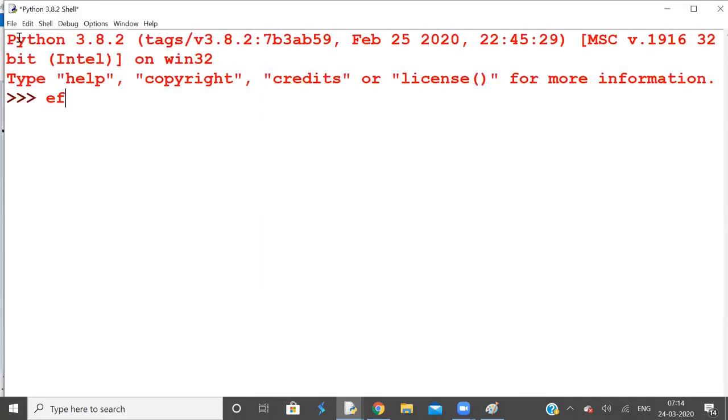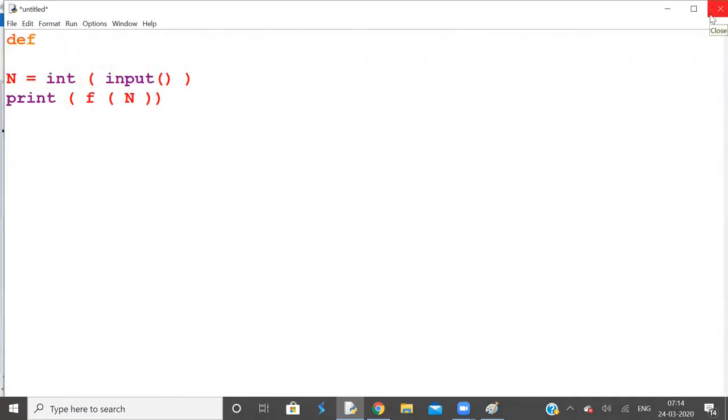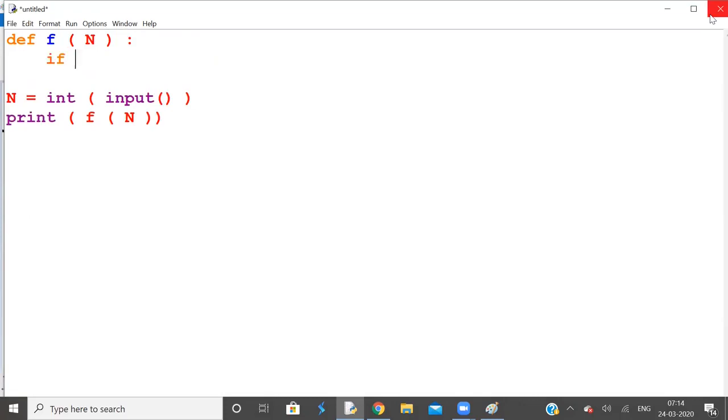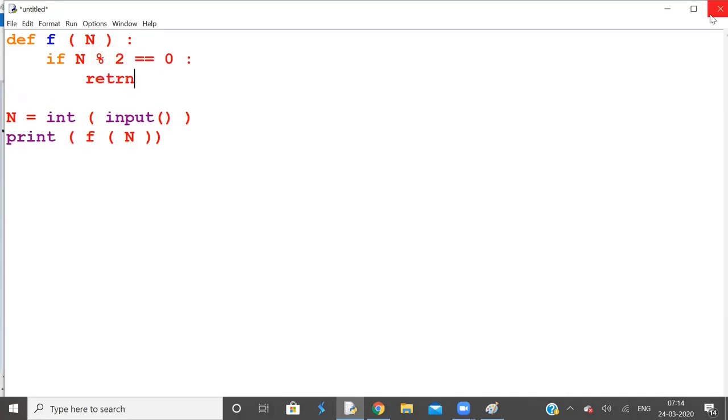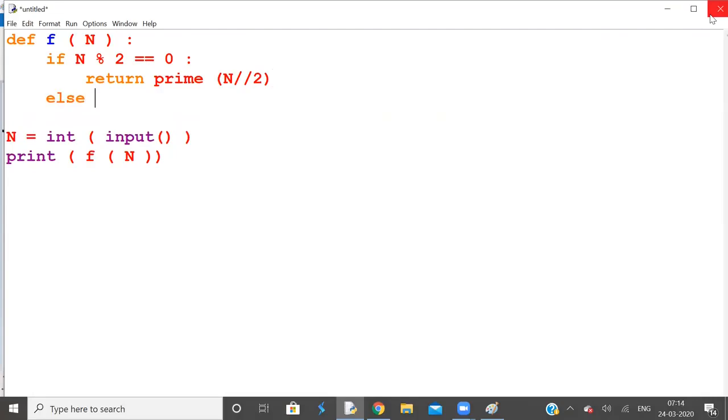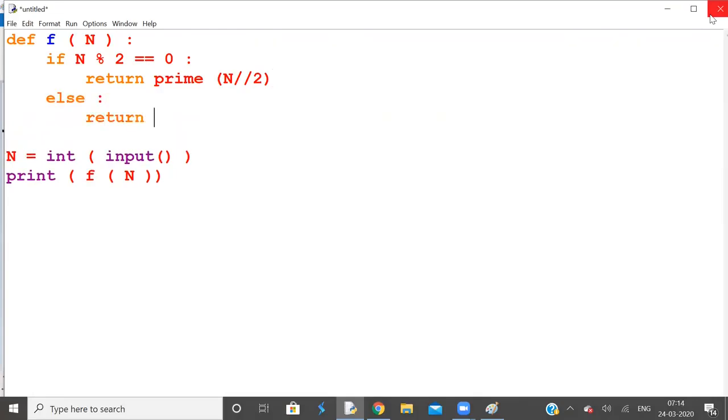Define f, input is n. If n is even, then return prime n by 2. Else return Fibonacci n by 2 plus 1.